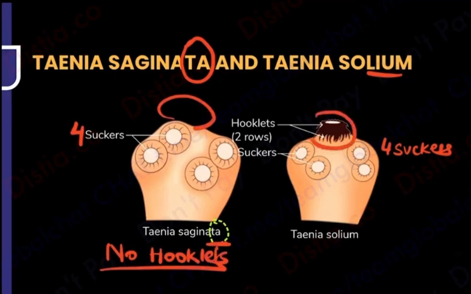Whereas in Taenia solium, can you see? In Taenia solium, how many rows of hooklets are there? 2 rows of hooklets are there. Now the story becomes easy, no? So saginata has no hooklets. Now the story is very simple.